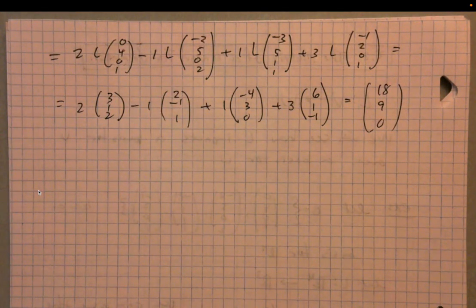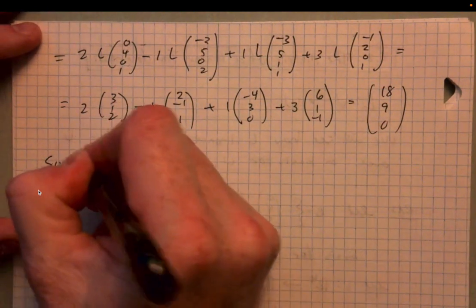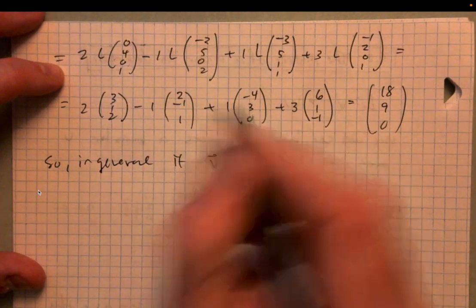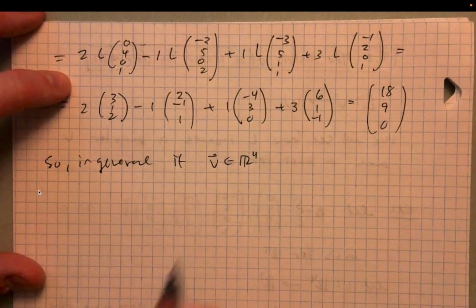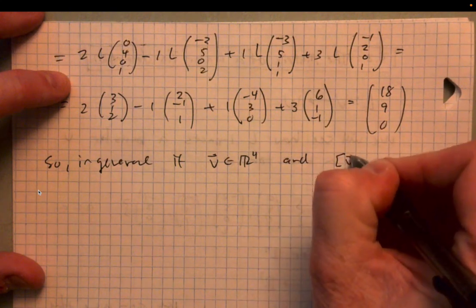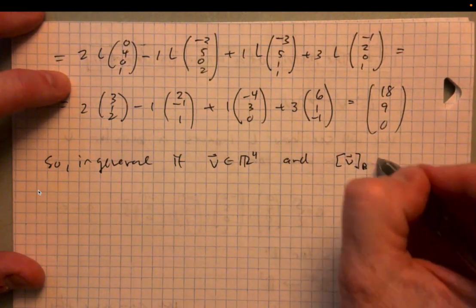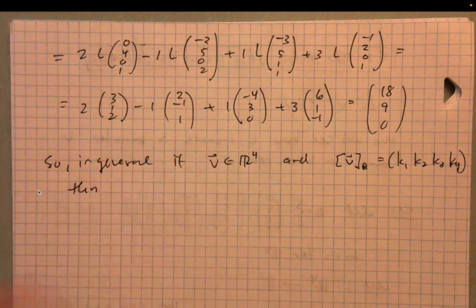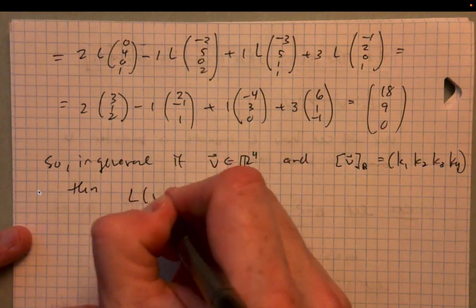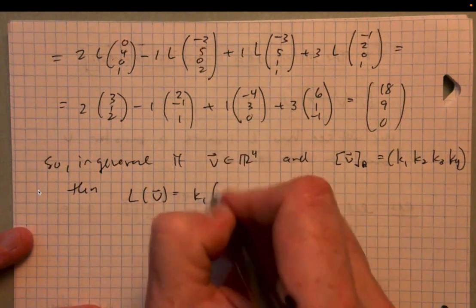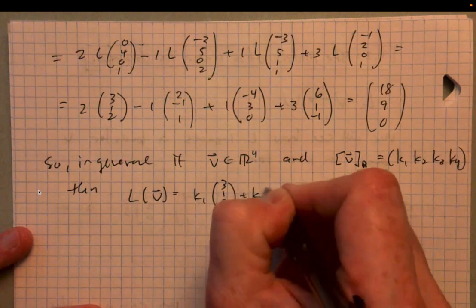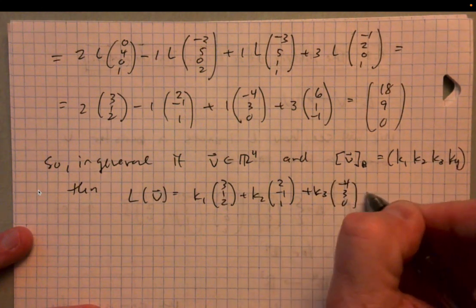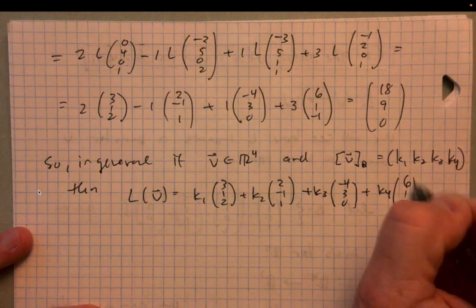Okay, so in general, for this linear transformation, if v is a vector in R4 and we can coordinatize v with respect to the ordered basis B as (k1, k2, k3, k4), then the linear transformation of v is equal to k1 times (3, 1, 2) plus k2 times (2, -1, 1) plus k3 times (-4, 3, 0) plus k4 times (6, 1, -1), right? That's what we saw up here.